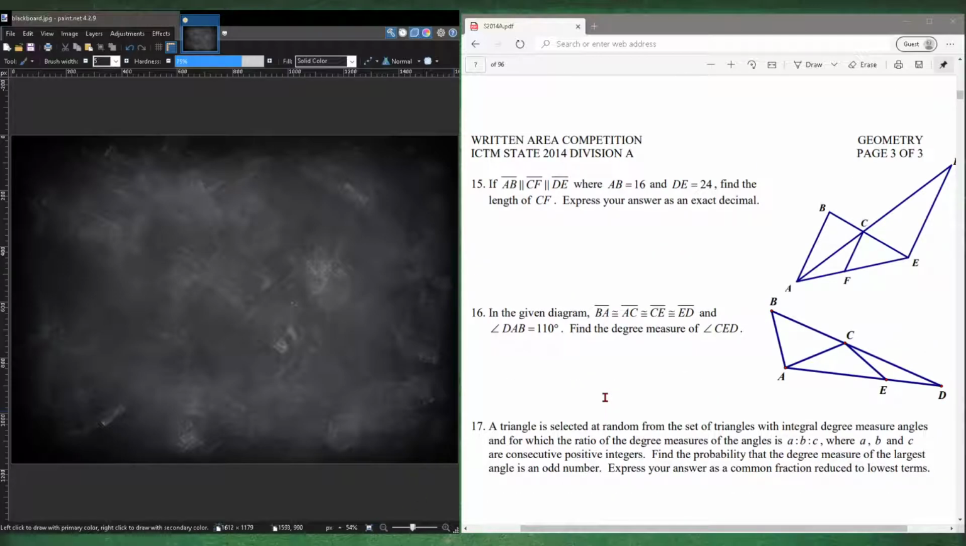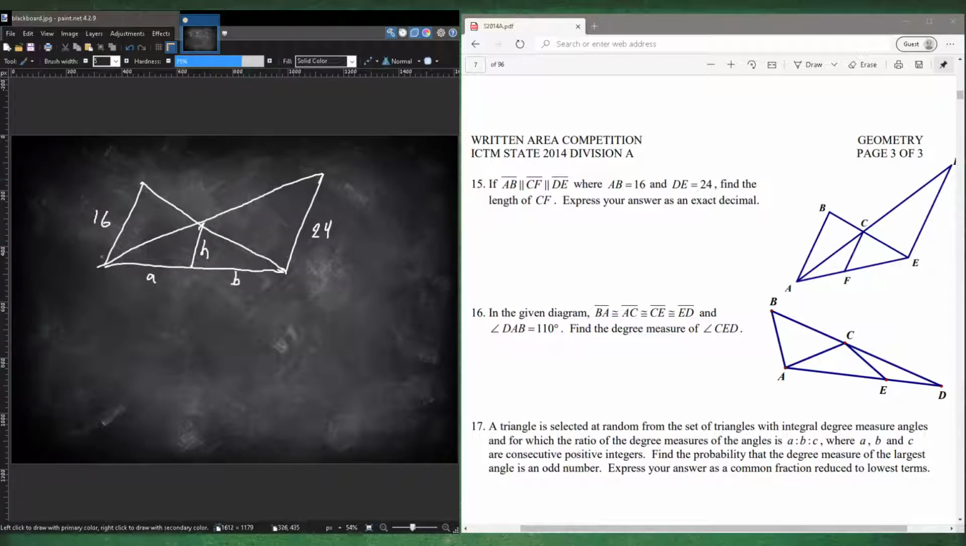Number 15. AB, CF, and DE are parallel, where AB is 16 and DE is 24. Find the length of CF, and then write it as a decimal. Something like this. Okay, and this is 16 and this is 24. And let's call CF H, and let's call these individual parts A and B.